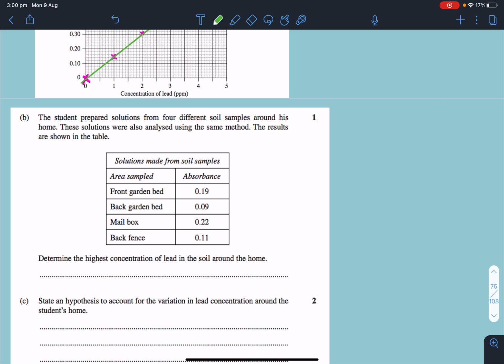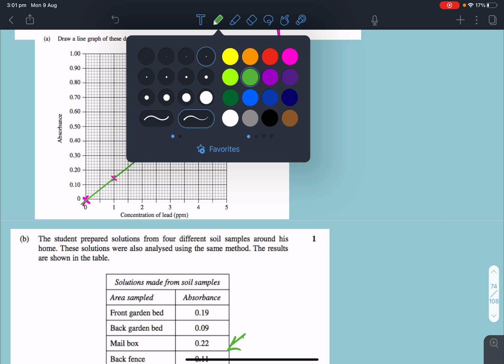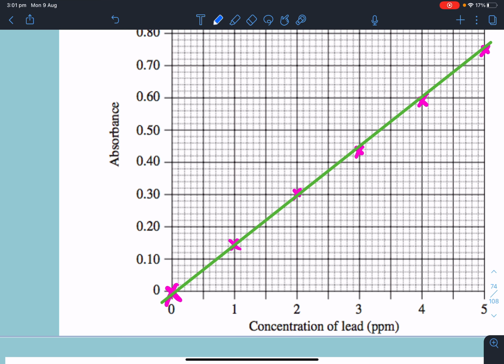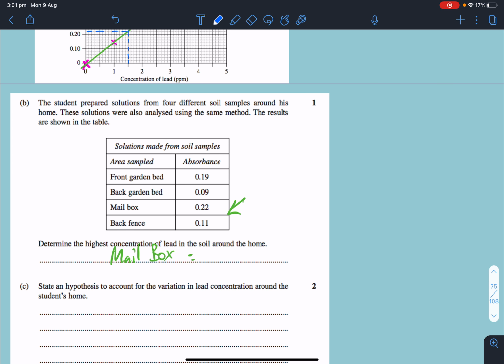0.11, 0.22, 0.22, the mailbox. So mailbox. And the absorbance is 0.22. I'll change my colour. I'm going to go for pink again. Blue. So 0.22. We'll find it on our graph. So it intersects there. And then we'll come down. And it's pretty much on the 1.5. So the concentration of lead, 1.5 ppm, or that's also milligrams per litre, remember.